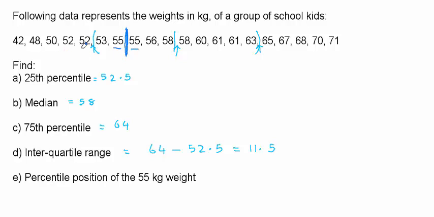And we already know that there are 20 data values in all. So if you count these up, 1, 2, 3, 4, 5, 6, 7. So this is 7 on this side out of a total of 20. So the percentile position of the 55 kilogram weight is going to be 7 out of a total of 20 times 100, which is 35%, which means 35% of the data are below 55.